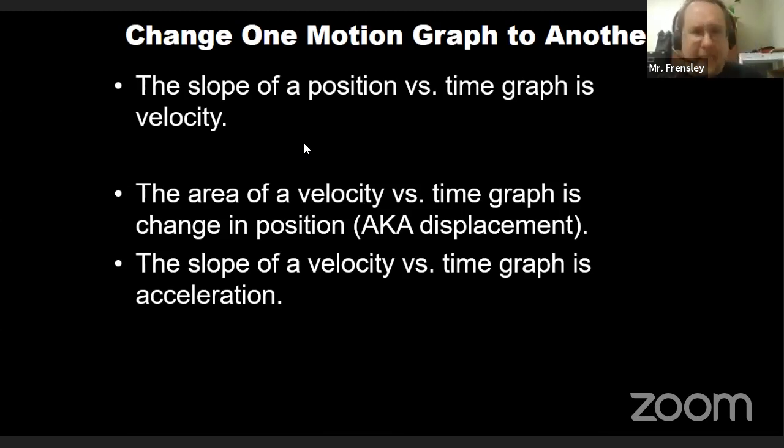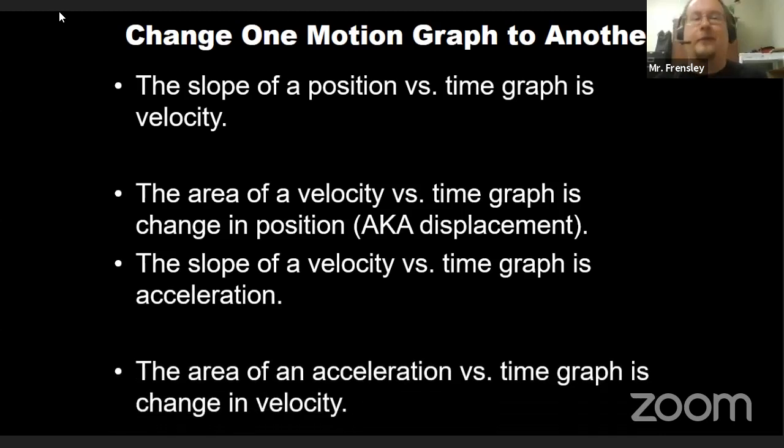So last one, for an acceleration graph. This is probably the least practiced of all the rules: the area of an acceleration versus time graph is how much velocity changes. But I think especially in AP Physics C, that's going to be a big deal. Maybe in Physics 1, I don't know. It's less likely to show up on a P1 exam, but that last one might show up on a Physics C exam. So please make sure you know how to change position to velocity to acceleration using slope or area.